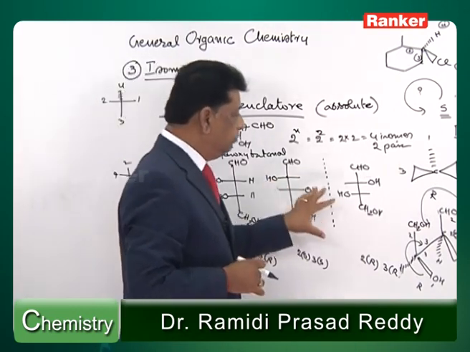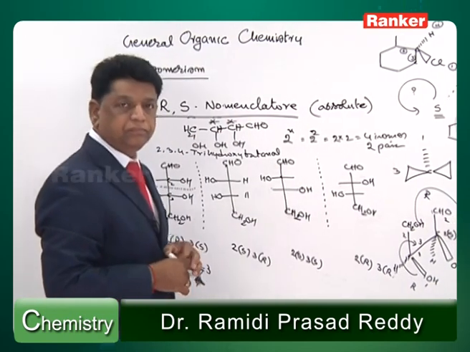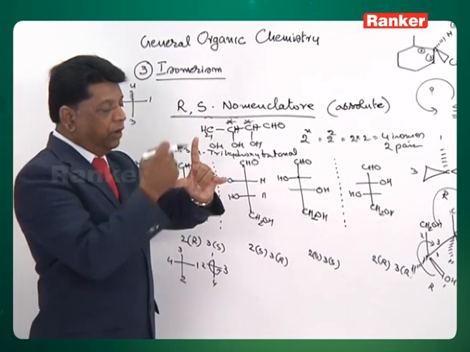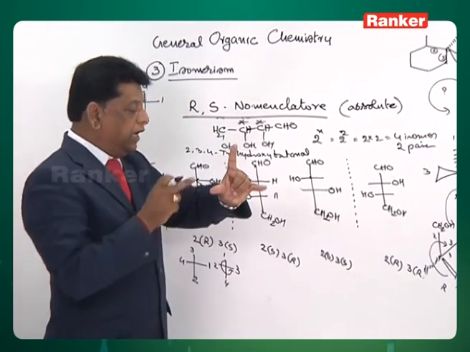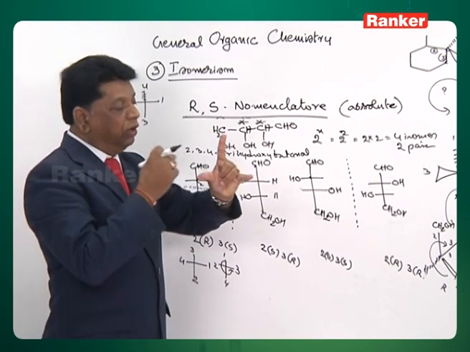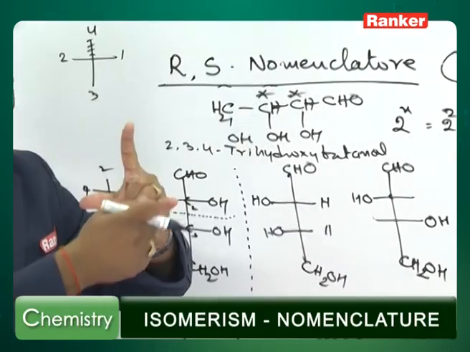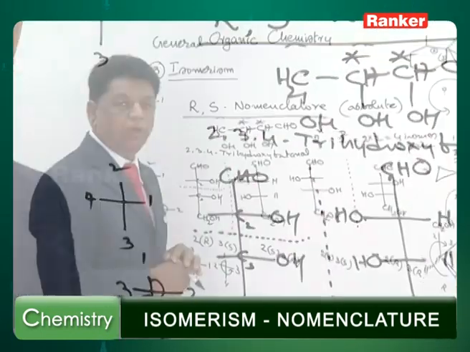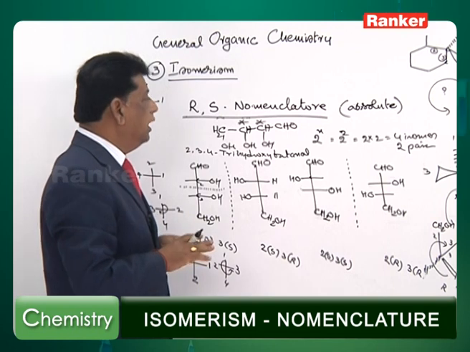Like that, whatever the model it is given, the concept is very clear. The 3 groups, that is important groups, are towards you and the 4th group is backside. Therefore, you need not consider 4 at all. Read 1, 2, 3. That is, they are brought into a circle. In the circle the 1, 2, 3 clockwise is R. So, that is what the RS nomenclature is.